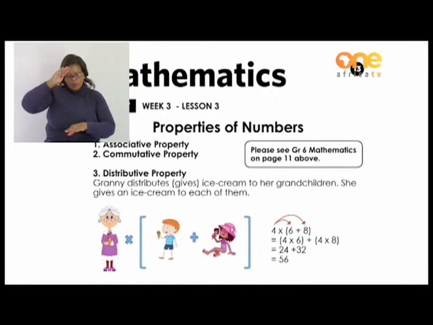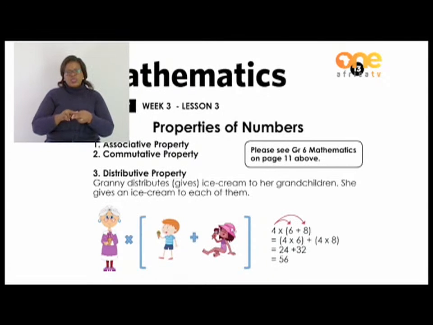Granny distributes, or let's say gives, ice cream to her grandchildren. She gives an ice cream to each of them. Now if you look at the pictures, you can see the granny there. She's giving some ice creams to the children. There are 2 inside the brackets. So in a mathematical way, that can also be explained using that example which is there.